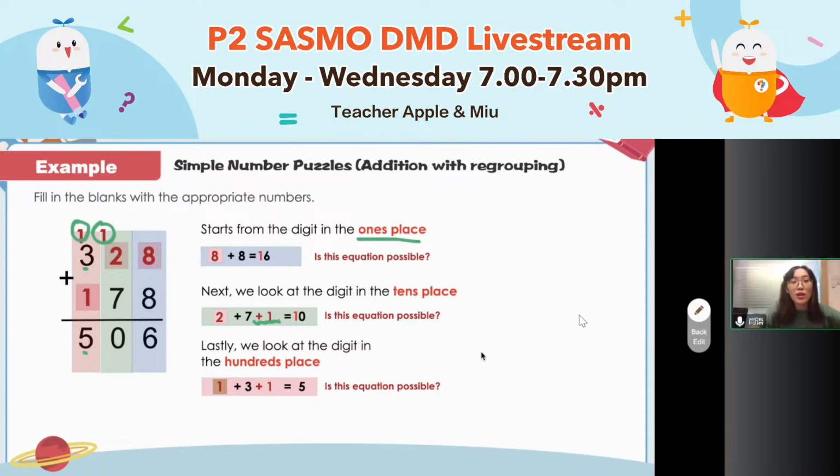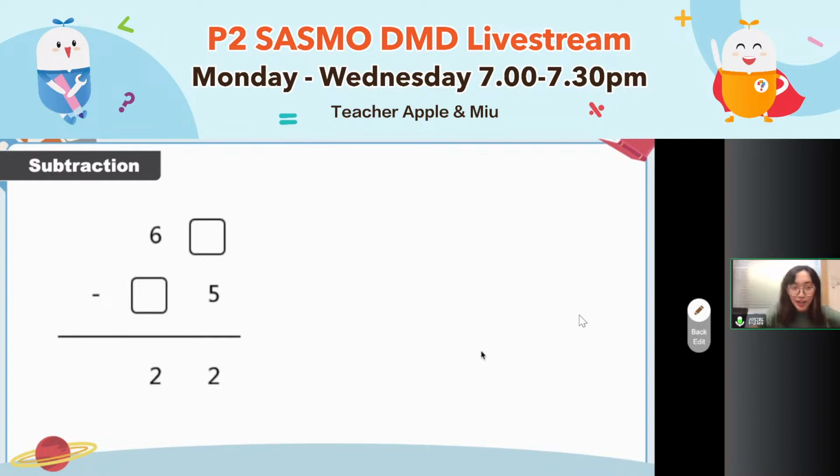Okay. So after this, let's move on to subtraction. For the subtraction, again, firstly, I show you an example. 60-something minus something-5 equals 22. Can you tell me what is the missing number here? What is the missing number?